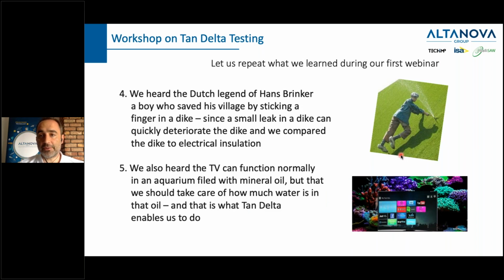Last time we also heard the Dutch legend of Hans Brinker in his village sticking a finger in a dike, since a small leak in a dike can quickly deteriorate the dike, and we compared the dike to electrical insulation. We said that we cannot stick that finger when it comes to tan delta, but what we can do, we can surely assess what is the state of insulation per se.